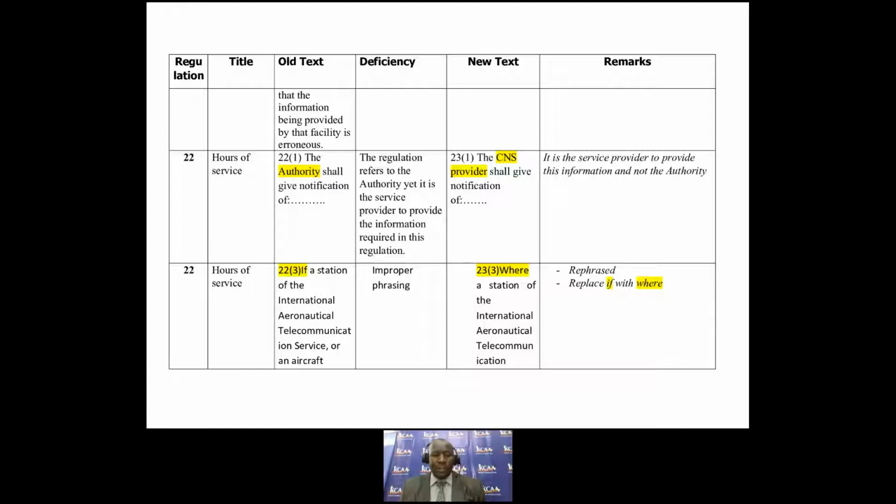Again, on hours of service, same Regulation 22, we did some rephrasing. Sub-regulation 3 was beginning with the word if: If a station of the International Aeronautical Telecommunication Service. The linguists told us that if is not a good word to start a regulation. So it started with the words where a station of the International Aeronautical Telecommunication Service. So the if has been replaced with where. This is just a rephrasing of that particular sub-regulation.